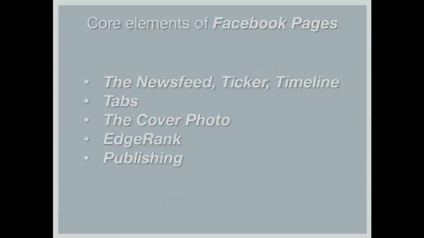Facebook pages have many core elements, but the core elements we'll be talking about today are the newsfeed, ticker, and timeline, the places where content is published; tabs, which are the experiences you can build into Facebook fan pages as iframes; the cover photo, which is the first experience you have when you get to Facebook; EdgeRank, which is the algorithm that determines what kind of content surfaces based on the Graph API or the social graph; and publishing best practices.